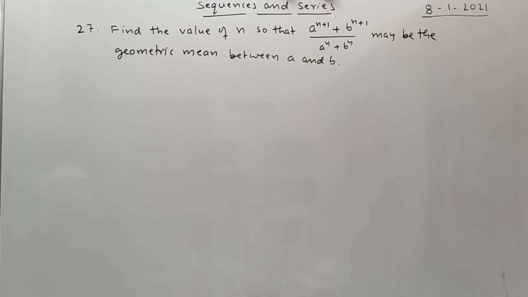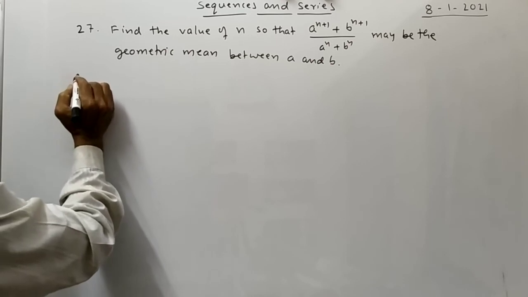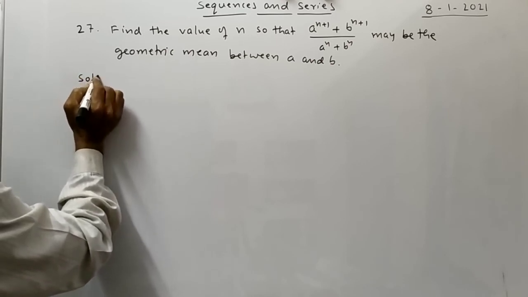Question number 27. Find the value of n so that a raised to the power n plus 1 plus b raised to the power n plus 1 divided by a raised to the power n plus b raised to the power n may be the geometric mean between a and b. Solution.